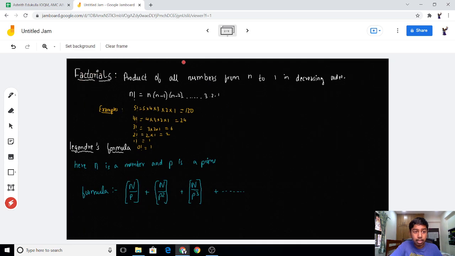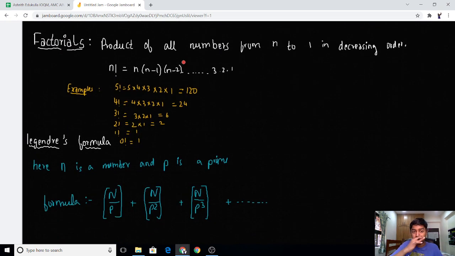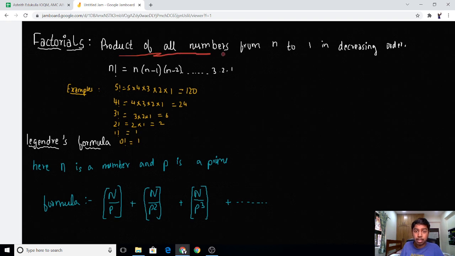Now let us look at what a factorial is. A factorial is the product of all numbers from n down to 1. So n factorial equals n into n minus 1 into n minus 2 up to 3 into 2 into 1. So 5 factorial equals 5 into 4 into 3 into 2 into 1. 4 factorial equals 4 into 3 into 2 into 1. 3 factorial equals 3 into 2 into 1. 2 factorial equals 2 into 1. 1 factorial equals 1. 0 factorial equals 1.